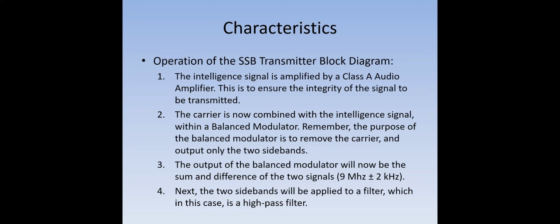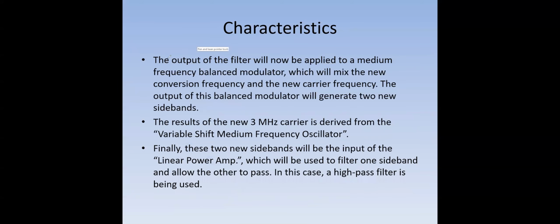And then next, the 2 sidebands will be applied to a filter, which in this case is a high pass filter, which we just saw. And then the output of the filter will now be applied to a medium frequency balance modulator, which will mix the new conversion frequency and the new carrier frequency. So we have a new carrier frequency here, which is actually less than before. The output of this balance modulator will generate 2 new sidebands, which we saw.